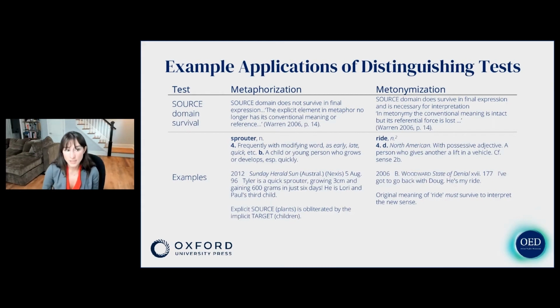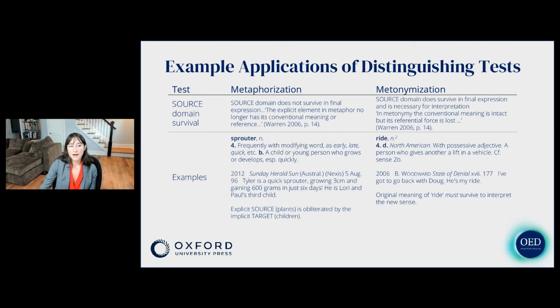Another particularly interesting test, and these are not always completely conclusive. You may have a test that will conclusively tell you that something is not metaphorization, but will not necessarily positively identify something as having come from metonymization. And so it's important to keep in mind that no single one of these tests is necessarily conclusive on its own, and it's more of a battery of tests helping you reach a threshold conclusion. But in this case, the source domain survival: the source domain never survives in the final expression in metaphorization.